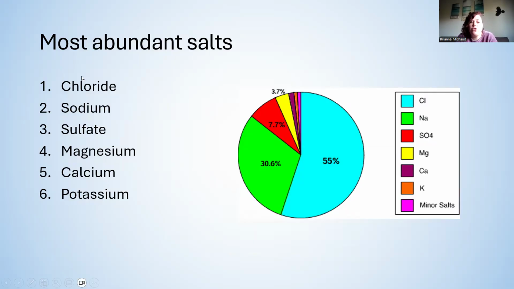I just want you to know the first two, chloride and sodium. Those are your two main salts in the ocean, and that's also what primarily makes up table salt, which is sodium chloride, sodium and chloride. But there's also sulfate, magnesium, calcium, potassium in the water as well. So it's not just sodium and chloride, but it's mostly sodium and chloride.